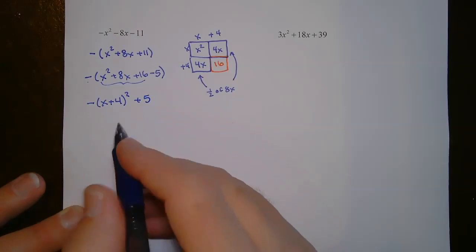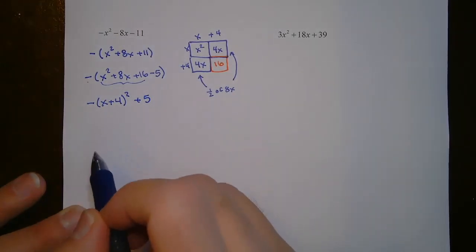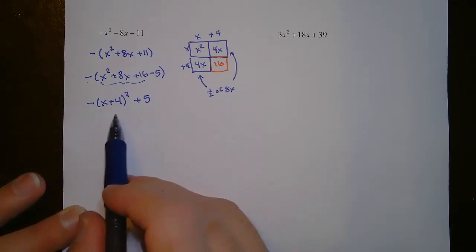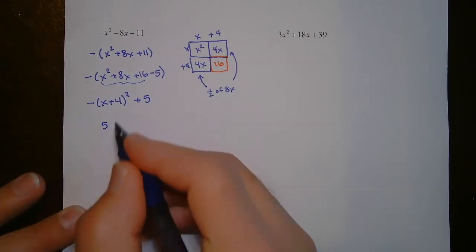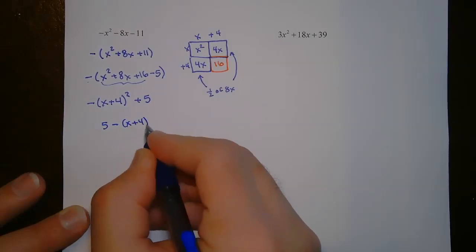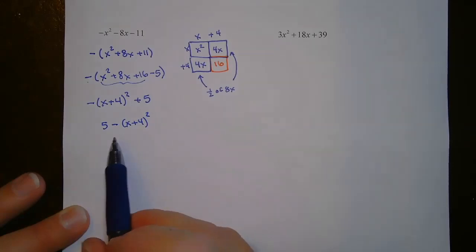Okay, and then the next thing I want to do is rewrite this as a subtraction problem. You're going to see in a few problems, when we start actually doing problems, that this is going to need to be rewritten. Okay, so it's going to be 5. We would write this as 5 minus x plus 4 squared, because that form is going to actually help us to understand the different pieces that we need.